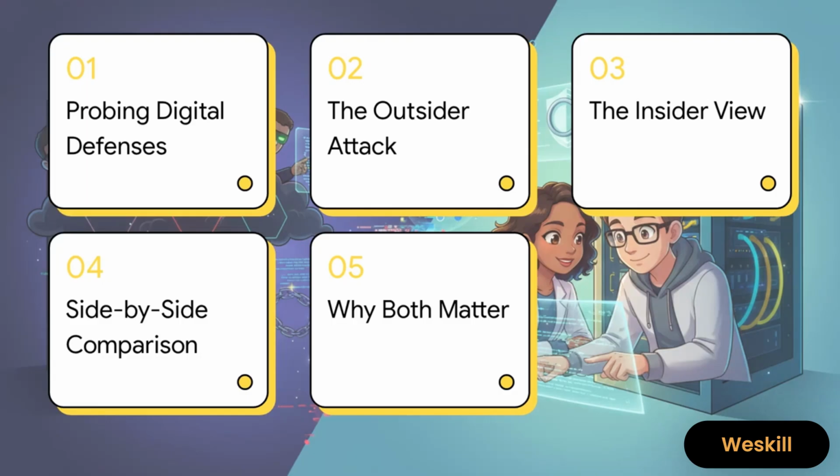So here's what we're going to cover. We'll start with the big picture, probing digital defenses. Then we'll get into the two main approaches, the outsider attack, which is black box, and the insider view, white box. Then we'll put them side by side to really see the difference. And finally, we'll talk about why you absolutely need both. All right, let's get into it.